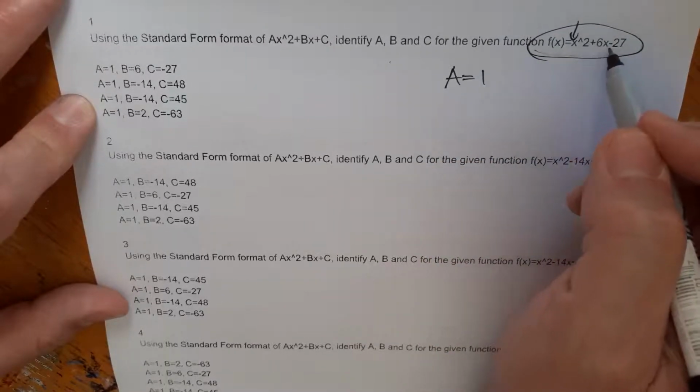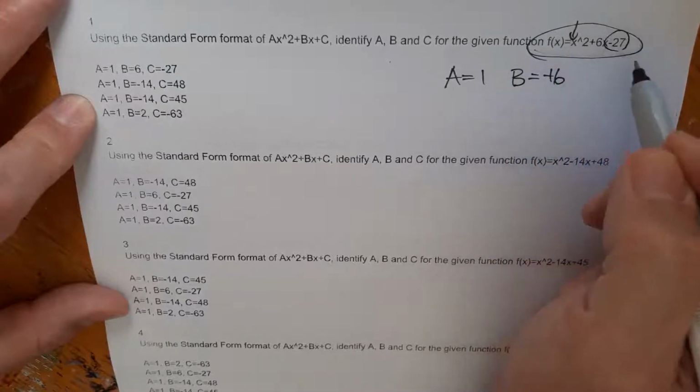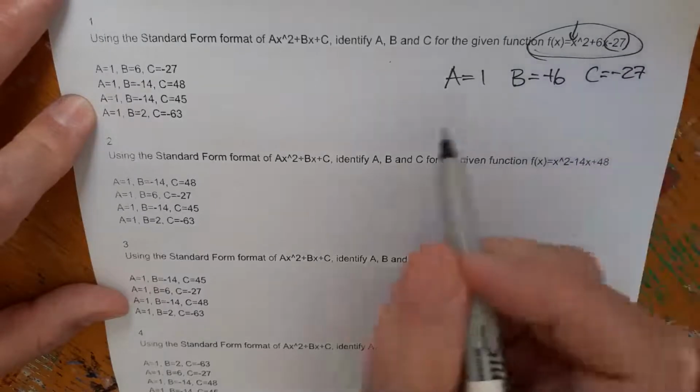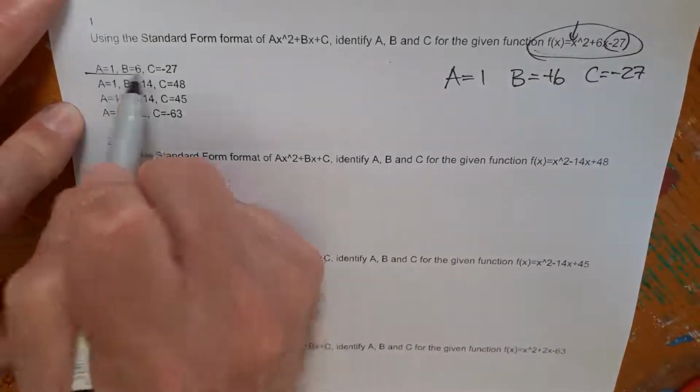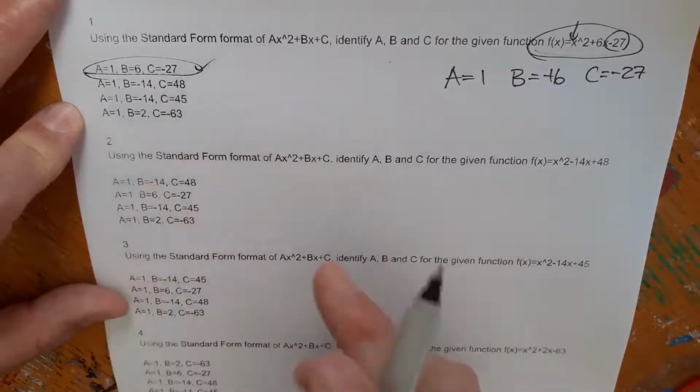We know that what's in front of the x is a plus 6, so b equals plus 6. We know that the tail here is c, so c equals minus 27. So that's what they're asking us to do. We're just identifying a, b, and c. Circle the right one, 1, 6, negative 27.